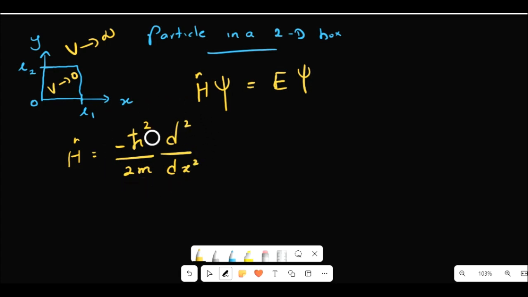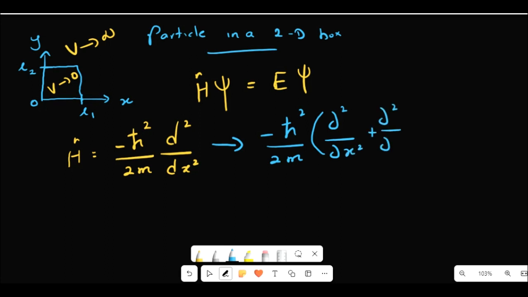When it comes to the 2D box, there are two axes, there are two dimensions, right? So we need to change our Hamiltonian operator a little bit. Everything's the same, h bar, same 2m. This d by dx term we need to change like this: del squared over del x squared plus del squared over del y squared, because there are now two components, two dimensions, right? That's why we have to introduce two terms over here.